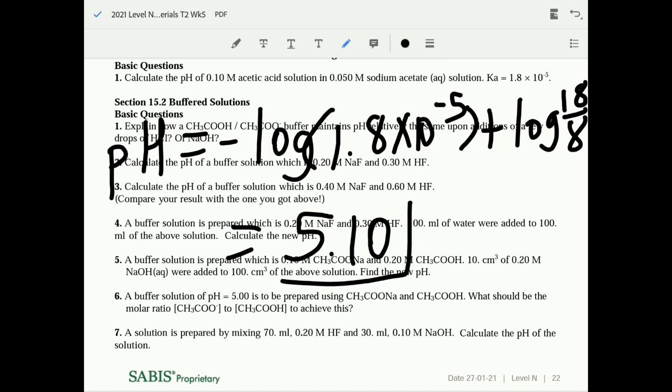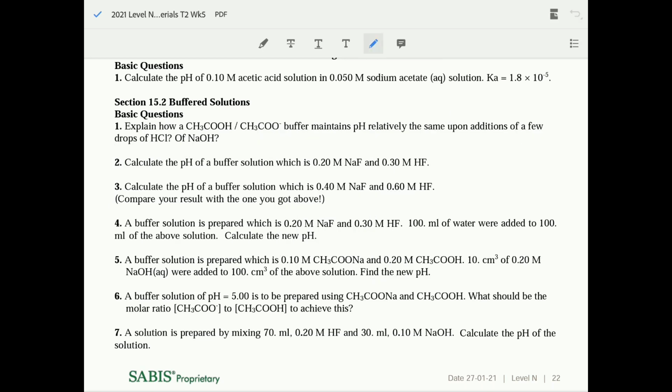5.10. So that's the pH of our buffer solution. Alright, question 6 now. A buffer solution of pH 5 is to be prepared using CH3COO minus and CH3COOH. What should be the molar ratio to achieve this? So this is our base, this is our acid.